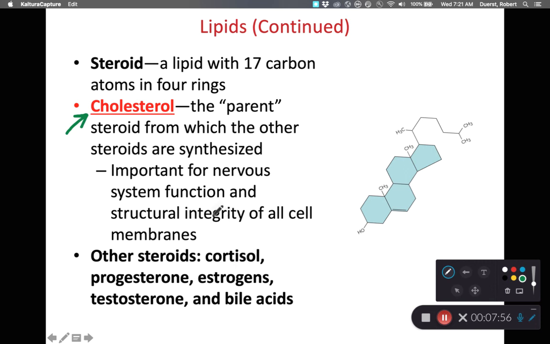That cholesterol can be used to make a variety of steroid-based hormones, such as cortisol, progesterone, estrogen, testosterone, and a variety of bile acid salts.